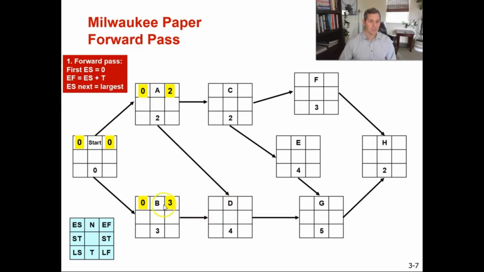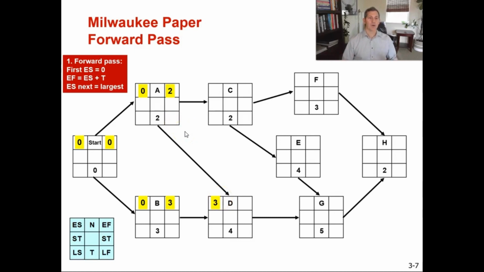So for D, B is a predecessor and A is a predecessor. So your largest early finish, you have to pick between A of 2 weeks and B of 3 weeks, and 3 is larger than 2. So you will take 3 weeks as your early start for D. Okay, that is the first time you have to make a decision because you've got 2 immediate predecessors. 3 is larger than 2, so you take the 3 as your early start time.